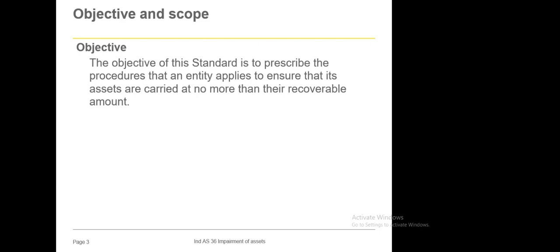So there your impairment loss comes into picture, and this means that if your carrying amount is more than the recoverable amount, you need to impair your asset. So this is the objective of this standard. The objective of the standard is to prescribe the procedure that an entity applies to ensure that its assets are carried at no more than their recoverable value.